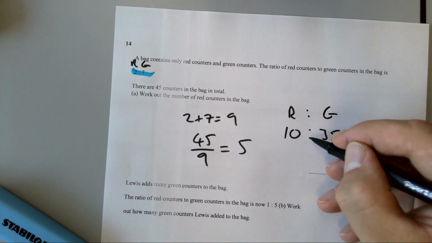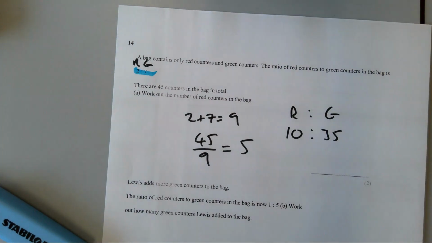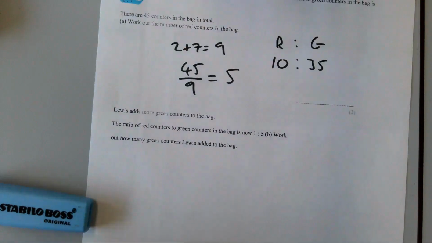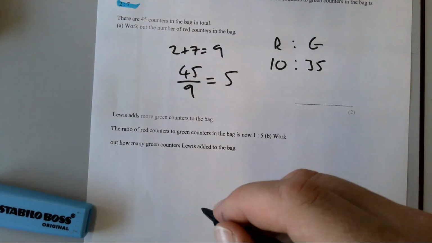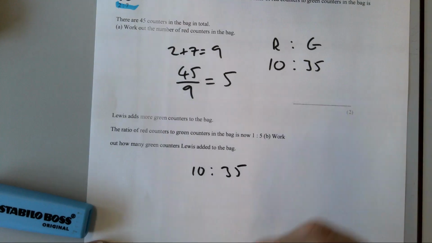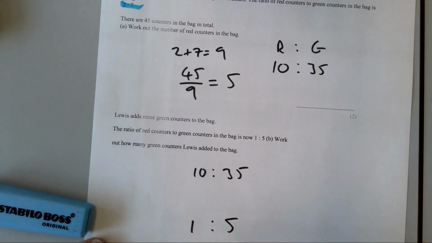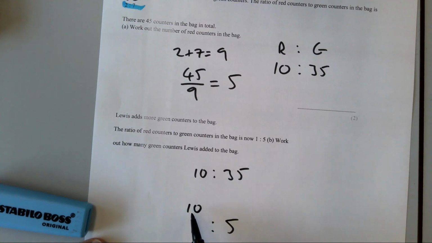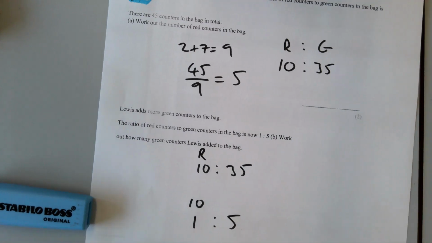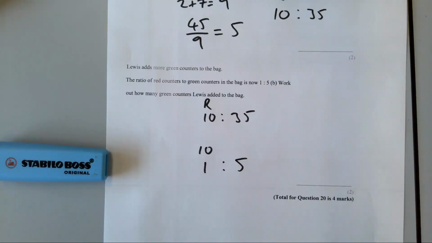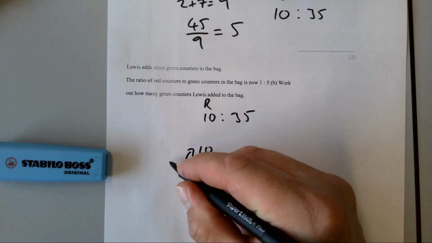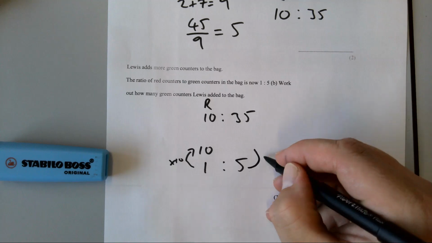Next one, Lewis adds more green counters to the bag. The ratio of the red counters to the green counters in the bag is now 1 to 5. Work out how many green counters there are. So we've got 10 to 35 initially. We now add some, so it becomes 1 to 5. So what I know is that this part of the ratio is going to stay the same. He's not added in any red counters. The number of red counters is exactly the same. So I've multiplied that by 10, so there's going to be 50 counters.